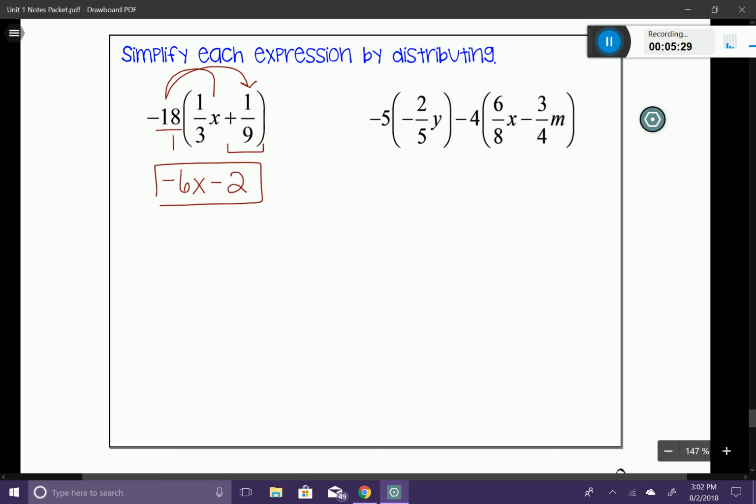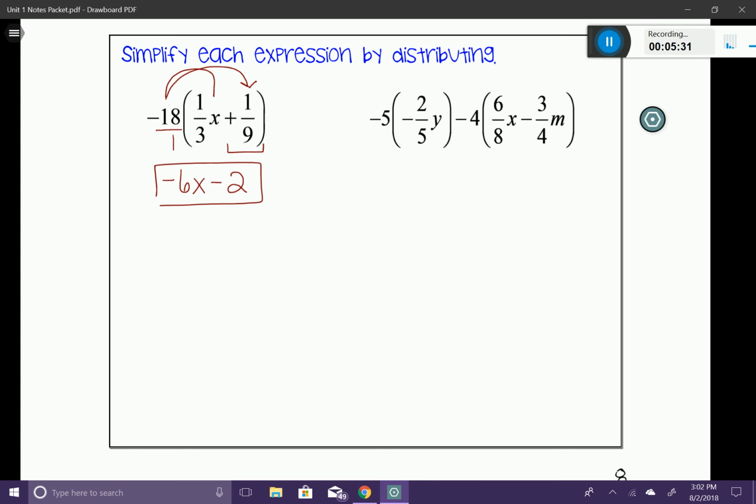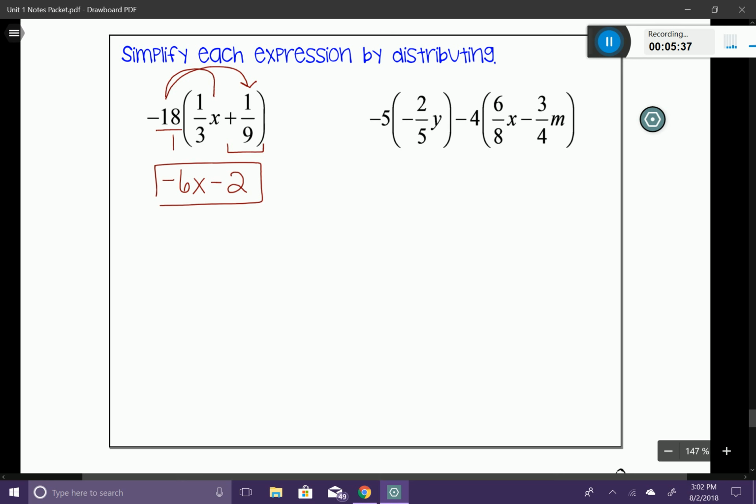Now in this second example, you can see that there are two places where you have to distribute. So they're going to be two separate problems. So I'm just going to focus on the first problem. I'm just going to draw a little dotted line here, and this is going to separate my problems.